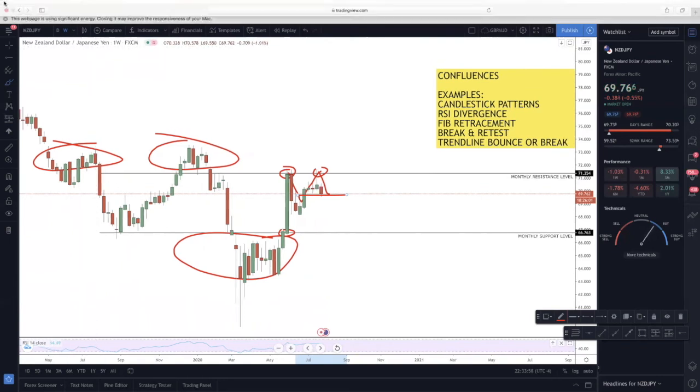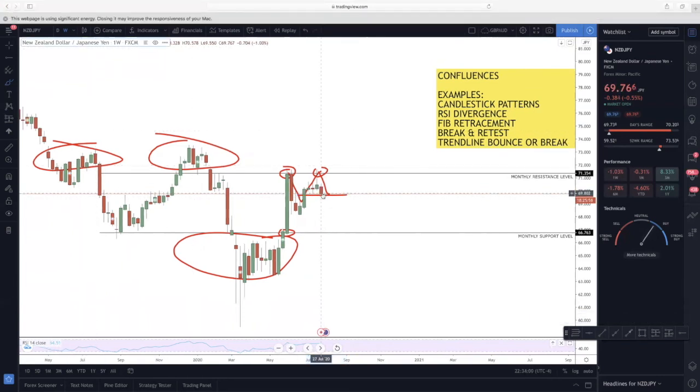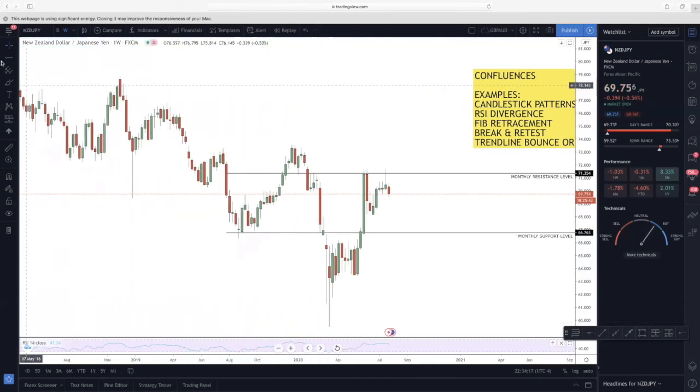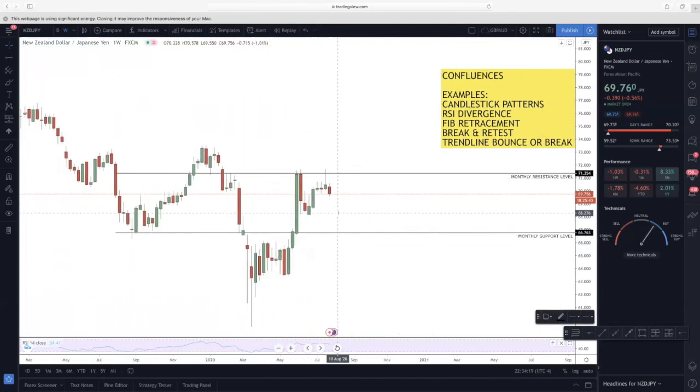Let me clean this up real quick. Let me give you an example on a lower time frame of how market structure levels can also become structure swaps. What that means is that you just had a support or resistance level, and it happened to become the other, vice versa. So we'll look at this right here.